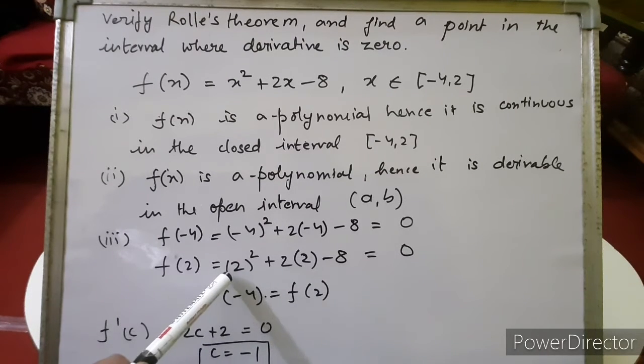Now find the value of f(2). Put x equals 2 in the function. What will we get? 2² + 2×2 - 8. That will be 4 + 4 - 8, which is 8 - 8, 0.